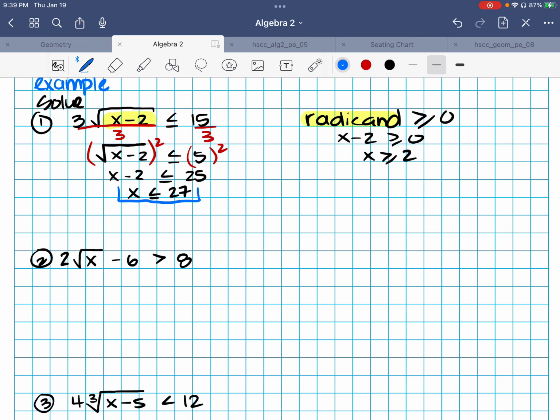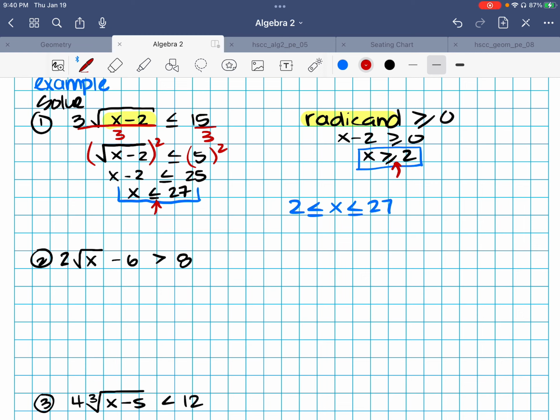But our radicand stipulates that we cannot have numbers that are less than 2. We must have values that are greater than 2. So as long as our answers are greater than 2 and less than 27, we'll be okay. So our solution is going to be all the x values that lie between 2 and 27. Now it's allowed to equal 2 and it's allowed to equal 27 because in our solving, it said that it could equal it.